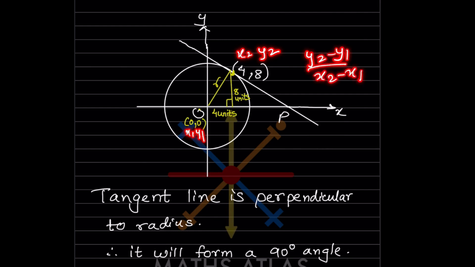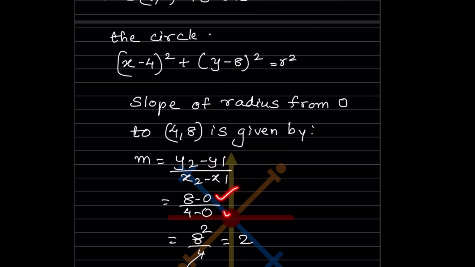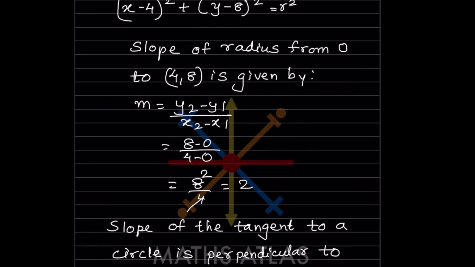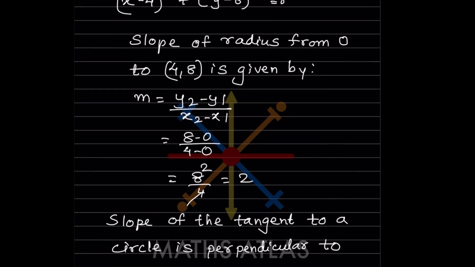So now what will you write here? 8 minus 0 divided by 4 minus 0. So that is going to be 8 divided by 4. So this is going to be 2.